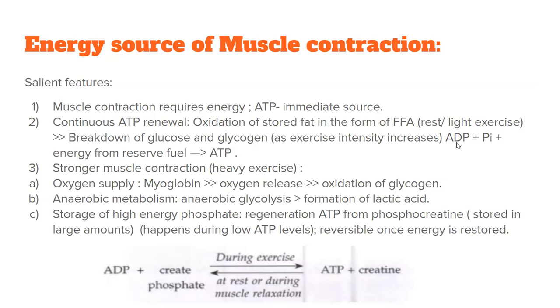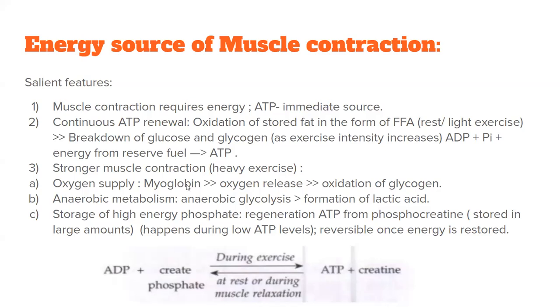Glycolysis happens. And so in cases of stronger muscle contraction, there are three mechanisms that come into play. One, these are rich in myoglobin and need oxygen to function, so oxygen is released from the myoglobin. But this happens only when there is decreased oxygen tension in the muscle fiber. So the oxygen is released and causes oxidation of glycogen. Second is your anaerobic mechanism. Anaerobic glycolysis takes place and lactic acid is formed.